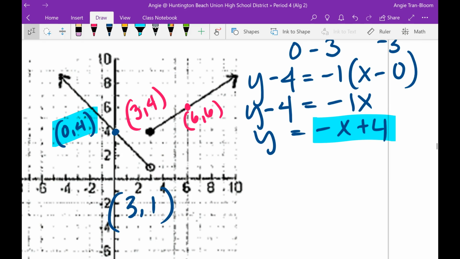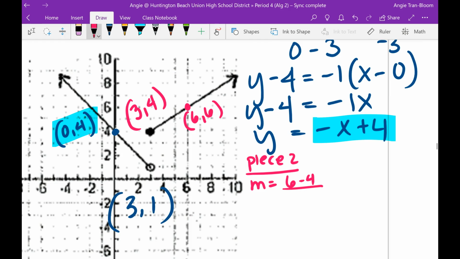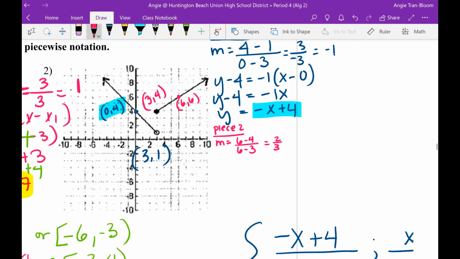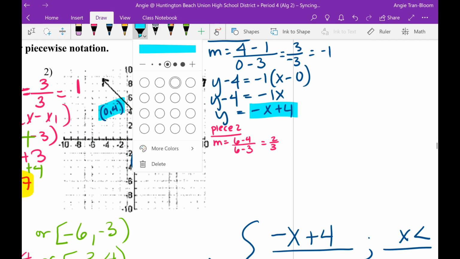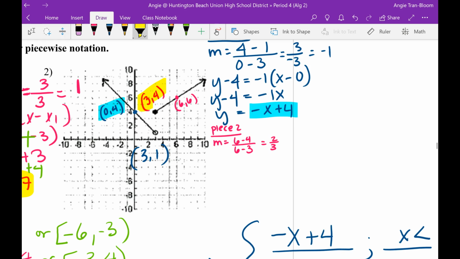All right, let's find the slope. Piece 2. M equals, tell me what to write. 6 minus 4 all over 6 minus 3 equals 2 over 3. I'm going to hold on tight before I go further. Out of those 2 points, which one do you prefer to use in your point form? 3, 4 it is. Here we go.